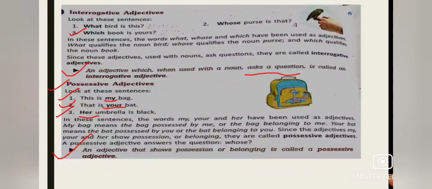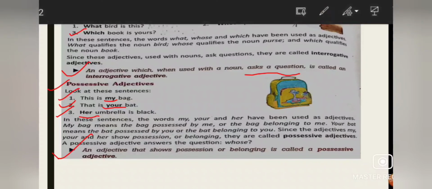Interrogative adjective. Look at this sentence. Number 1. What bird is this? What is an interrogative adjective. Number 2. Whose purse is that? Whose is an interrogative adjective. Number 3. Which book is yours? Which is an interrogative adjective. So in these sentences the words what, whose, which have been used as adjectives.